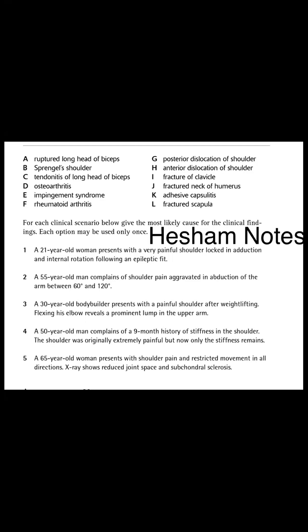5. A 65-year-old woman presents with shoulder pain and restricted movement in all directions, and X-ray shows reduced joint space and subchondral changes. Reduced joint space, subchondral, so that means it's osteoarthritis. Option D. Okay, these are the criteria of osteoarthritis: presence of osteophyte, subchondral sclerosis, subchondral cyst, and reduced joint space. 4 criteria, you should keep them for part A and also for part B.